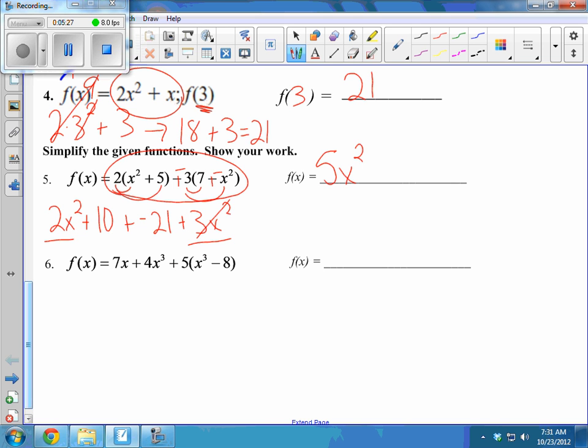I'm going to cross those off now. And then when I add my constants, which is just the number that has no variable with it, I get negative 11. You could put minus 11, you could put negative 11 first, that doesn't matter.